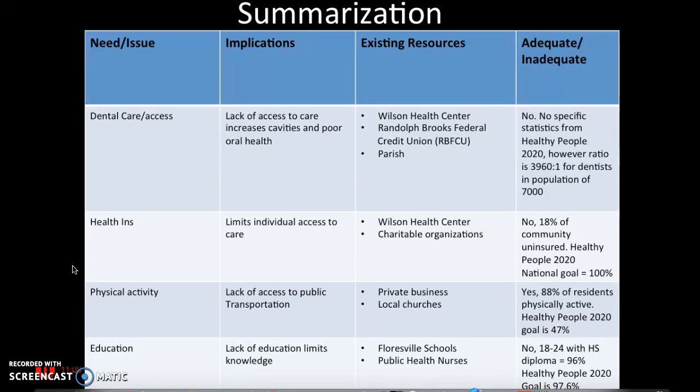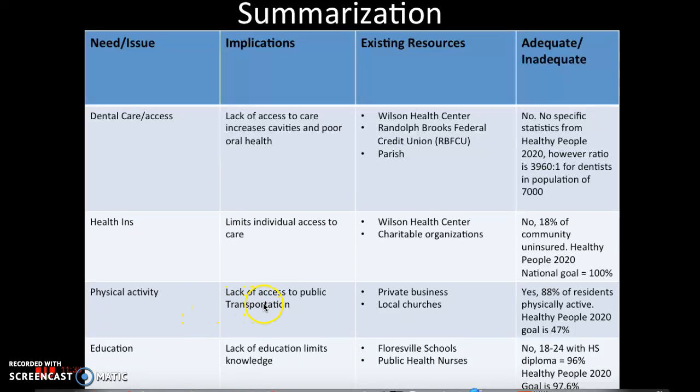Health insurance, that is an issue also. It limits the individual access to care. We also have the Wilson Health Center as being an available resource, and also charitable organizations. We say it's inadequate because only 18% of the community is currently uninsured. The national goal of 2020 is 100% of people being insured.